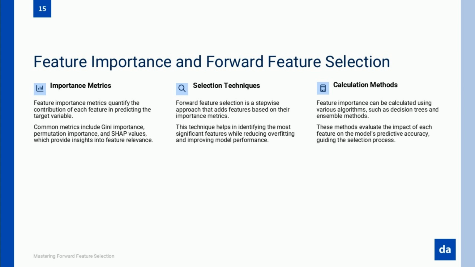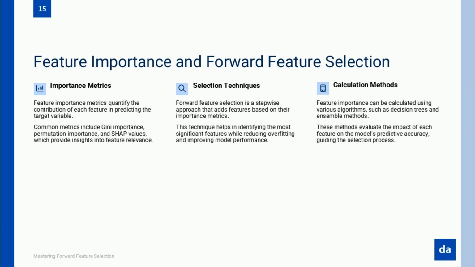For more complex models, we use techniques like Gini importance, used in decision trees and random forests, or permutation importance, which measures how much a model's performance drops when a specific feature is randomly shuffled. If scrambling a feature drastically reduces accuracy, it's probably important. If accuracy barely changes, that feature was just along for the ride.